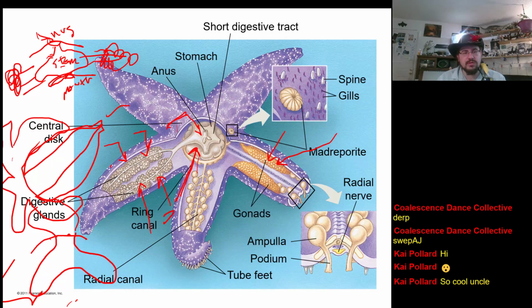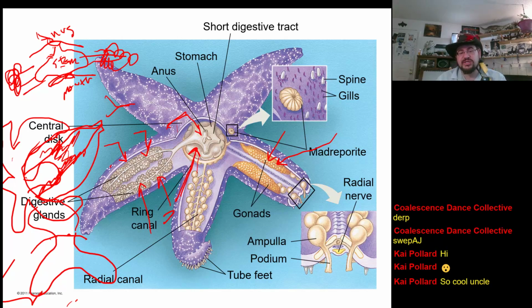There we go. There's some sweet arms. And then once it's pried apart, they just invert their stomach into there. And then those big old workhorse digestive glands secrete digestive fluids into the stomach, out of the stomach into the clam. And it liquefies its meal while it's holding it. It's kind of cool. So, it directly absorbs the nutrients from the prey.